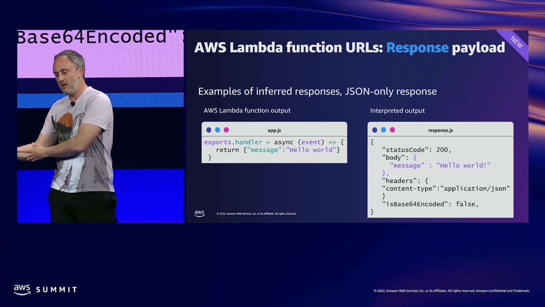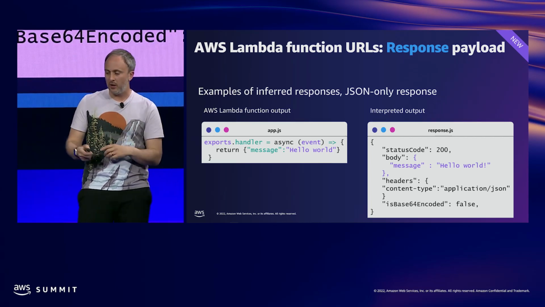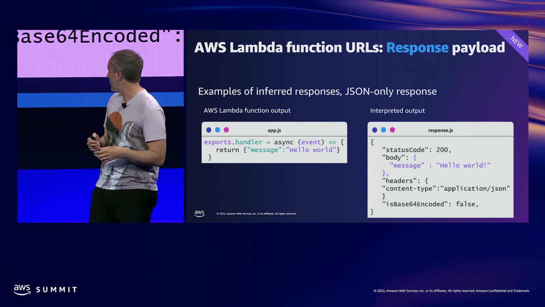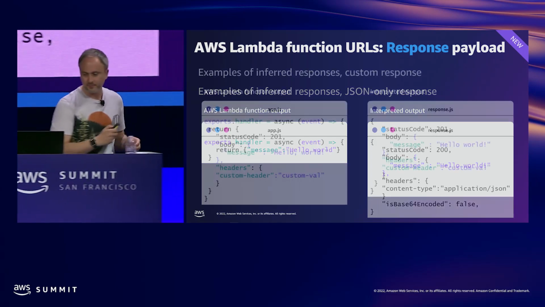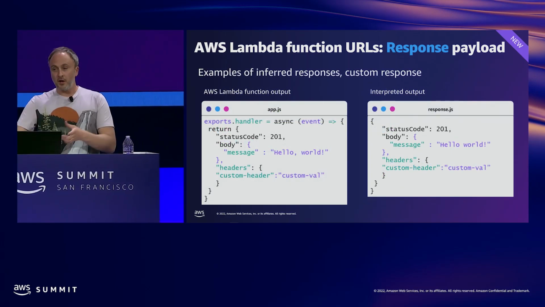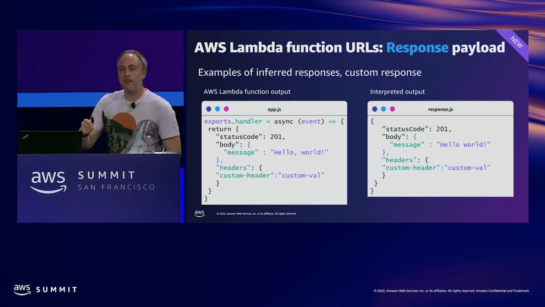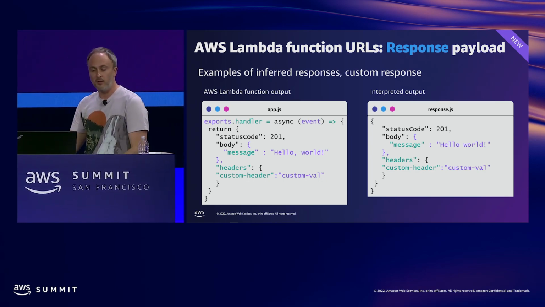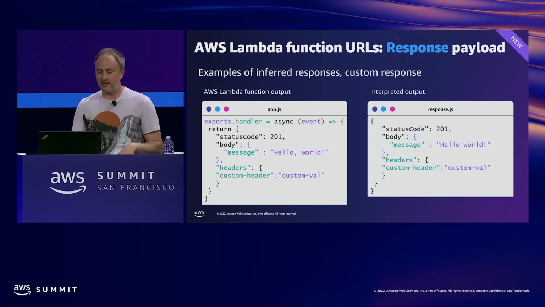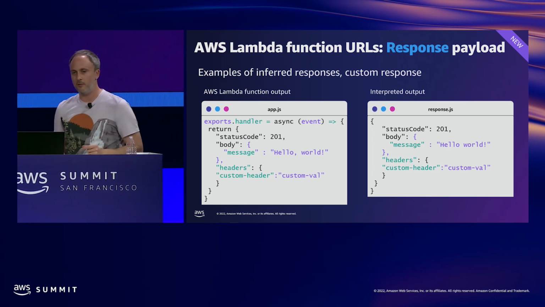If I returned a block that says message is hello world, well that's just put into the body for me as well. Sorry, I'm standing in the way, aren't I? I can override that as well, by the way. So if I set my own status code to 201, for example, then anything I put is actually overridden, so it doesn't infer anything for me in that instance.